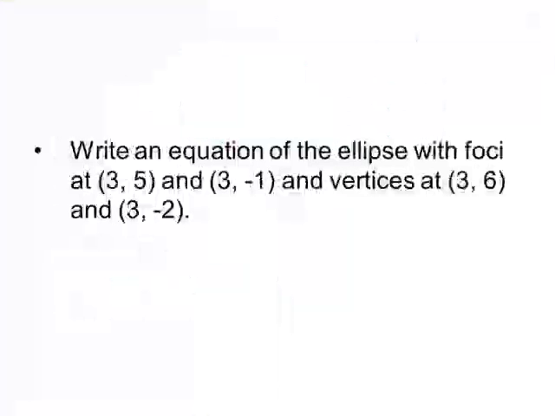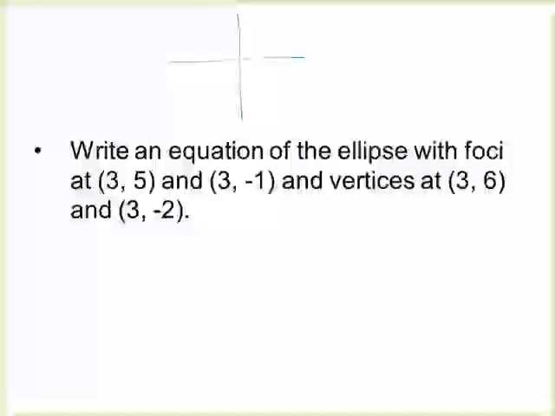We have another ellipse question, but I'm not going to set you free on this one because we're given different information here than the last one. So this is a different type of question than the last one. So we're going to start by plotting what we know. On this one, I have foci at 3, 5 and 3, -1. And vertices at 3, 6 and 3, negative 2.